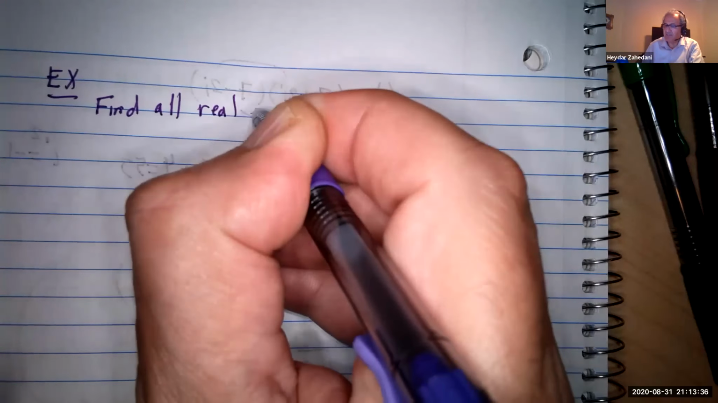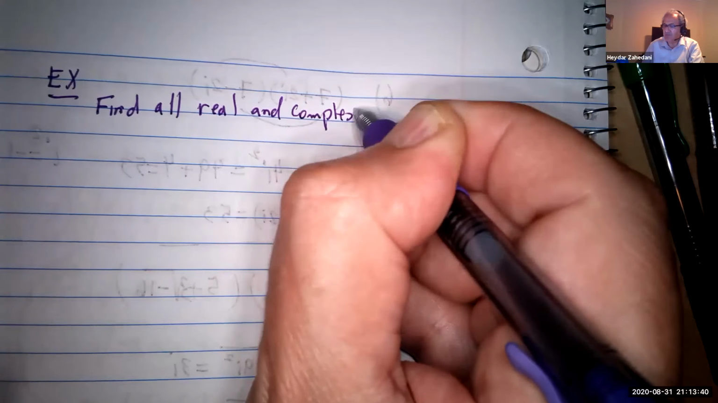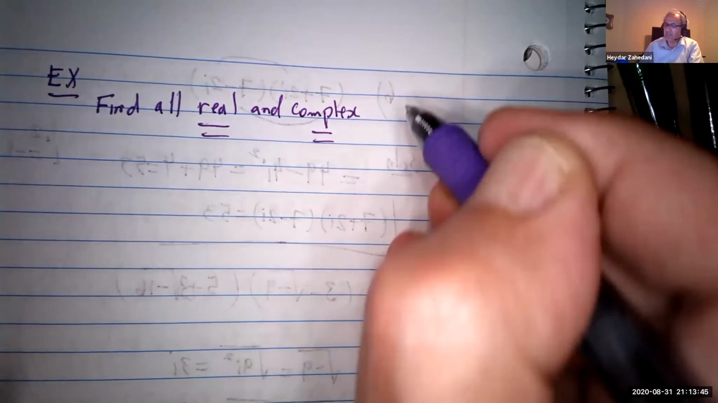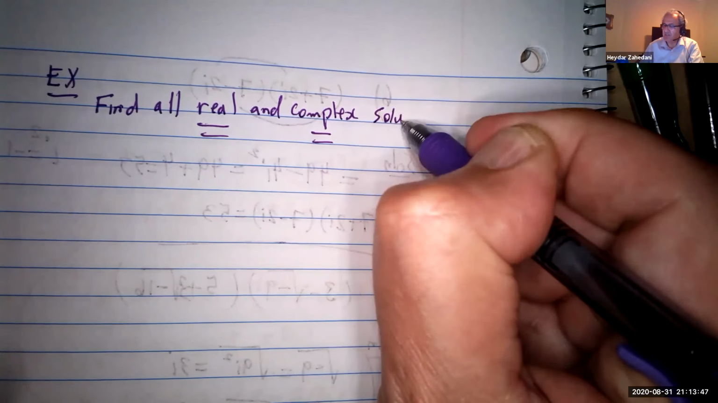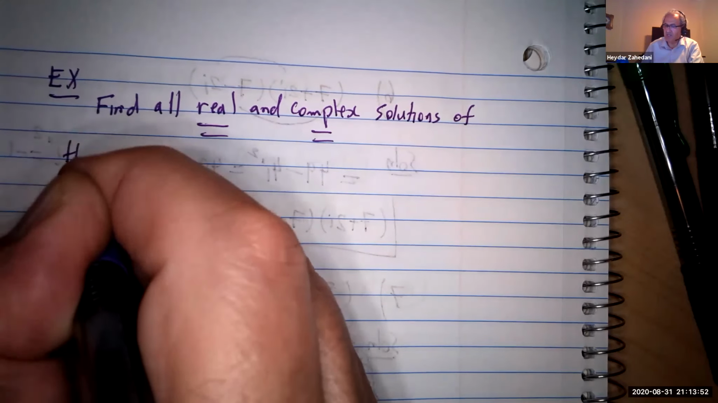Example. This is the way we are going to use the complex numbers. Find all real and complex solutions of the equation. When you see this on the test, this means if delta happens to be negative, you have to continue. Real and complex solutions.